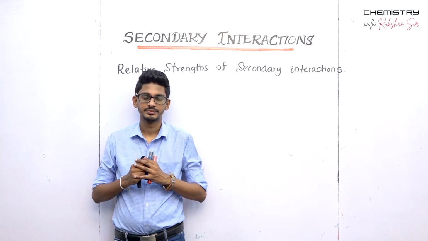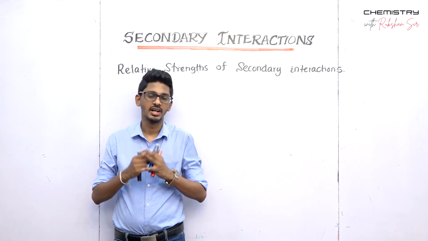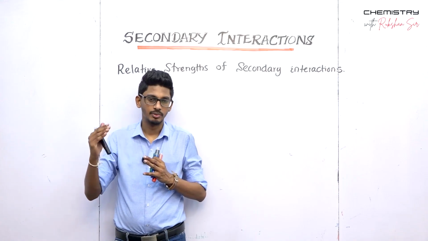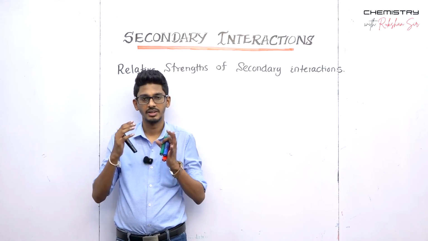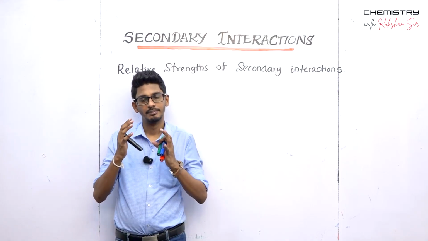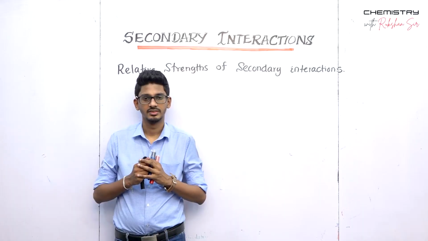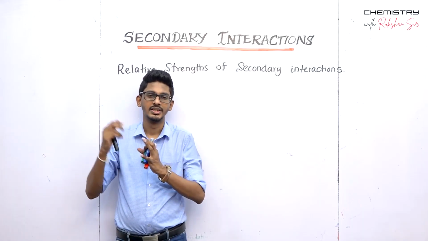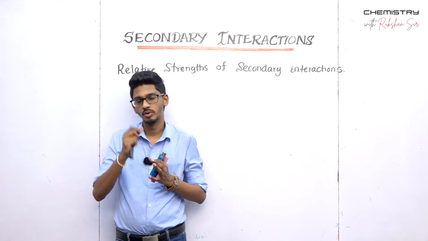So ions carry complete charges compared to dipoles and induced dipoles: plus ones, plus twos, minus ones, minus twos, like that. Ions carry complete charges. When it comes to induced dipoles and dipoles, they carry delta charges, some smaller charges.